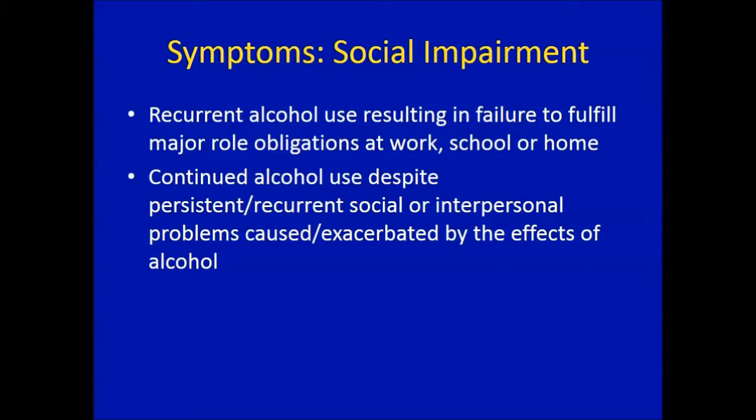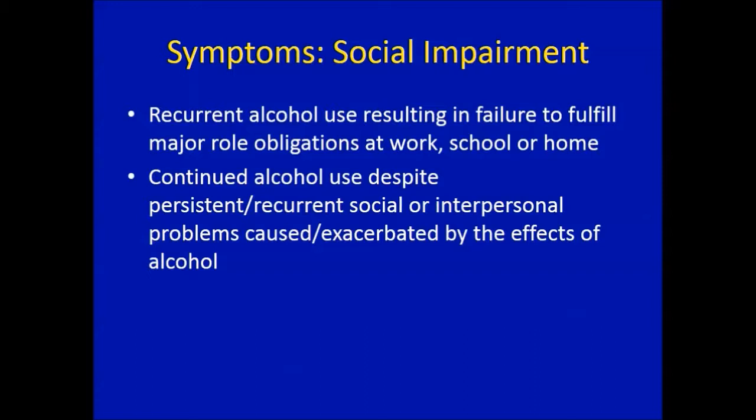Or it might also be other kinds of interpersonal problems that may be exacerbated by the effects of alcohol. So for example, volatile interpersonal relationships or relationship conflict that's not directly related to the drinking, but that might be exacerbated by the drinking. So for example, if the person is more impulsive or more likely to engage in conflict when they are drinking, the fact that they continue to drink despite the fact that it's exacerbating that relationship conflict can be another sign that they're experiencing social problems related to their drinking behaviors.